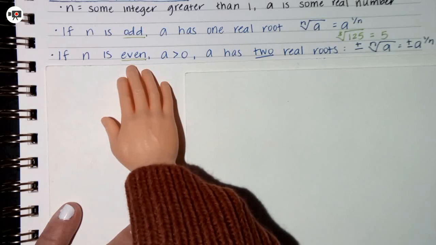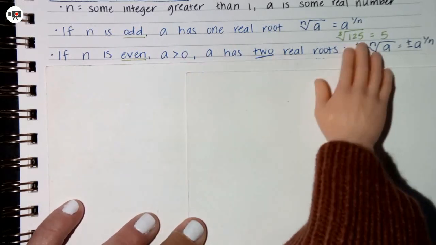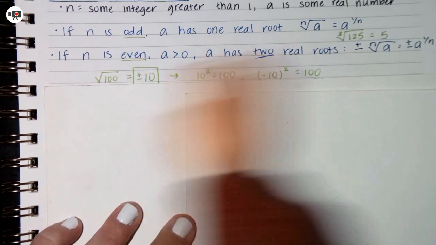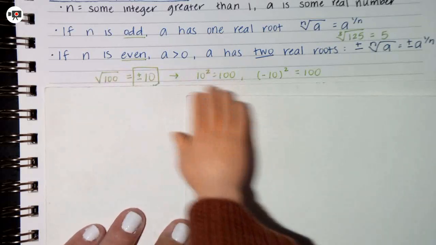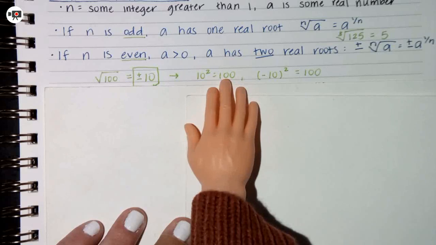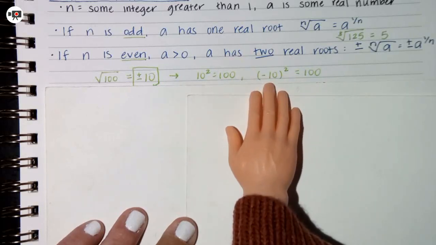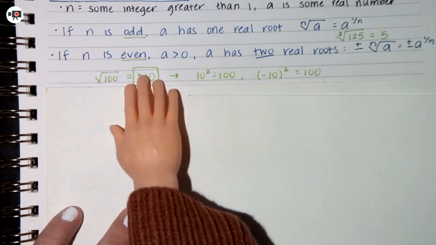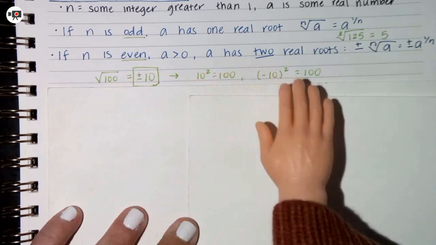If n is even, and a is greater than 0, we have two real roots, the positive and negative answers of the nth root of a. So if I take the square root of 100, even index because it's a 2, I could have 10 squared is 100, so 10 times 10 makes 100, and I can have negative 10 times negative 10. Negative times a negative is a positive, so I still get a positive 100. So I know the answer is plus or minus 10. So I have two numbers here, positive 10 and negative 10.